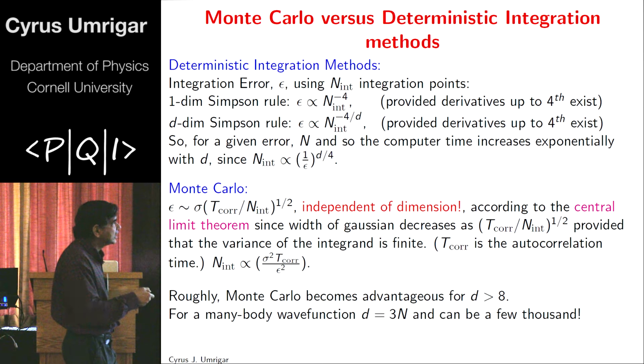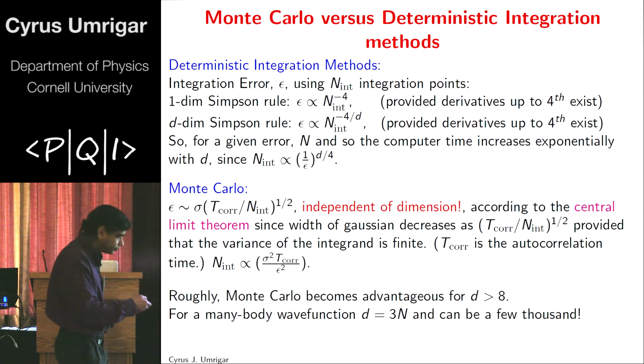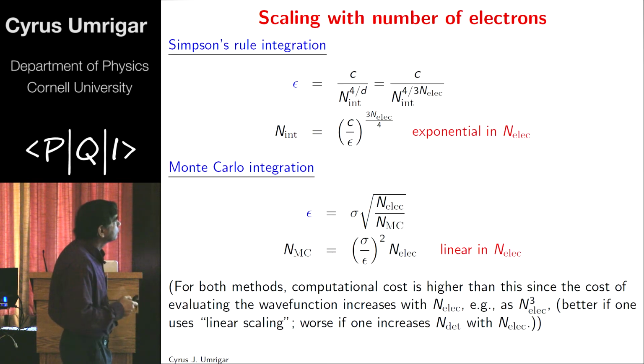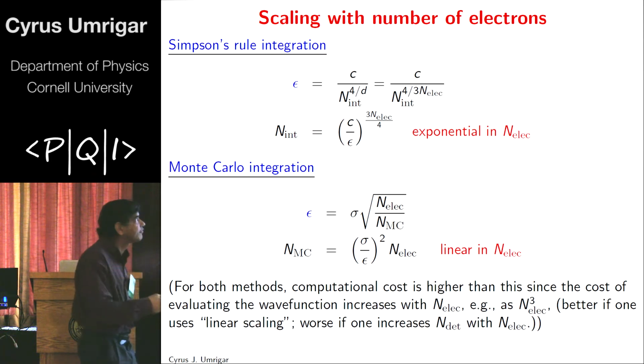In particular, when d is greater than 8, then it becomes advantageous to use Monte Carlo methods rather than Simpson's rule for doing the integration. When you're doing electronic structure methods, you're interested in how the methods scale as a function of the number of electrons. The dimensionality of this space is the dimensionality of your many-body wave function, which is 3 times the number of electrons if you're in 3-dimensional space.